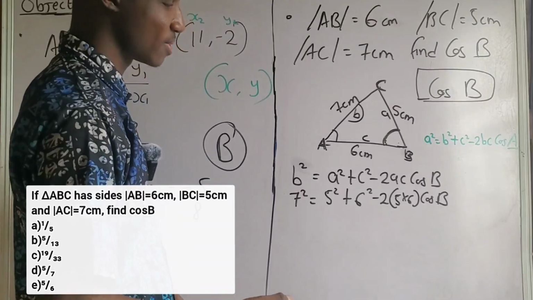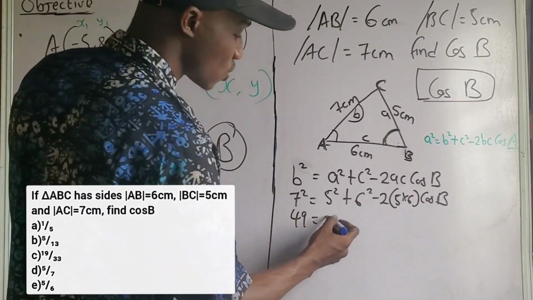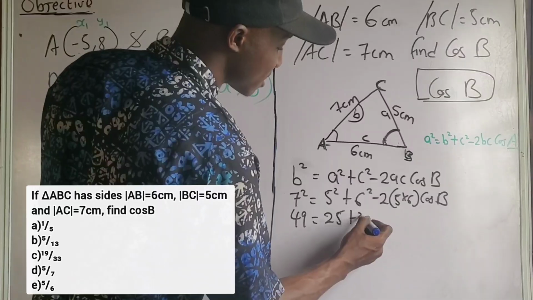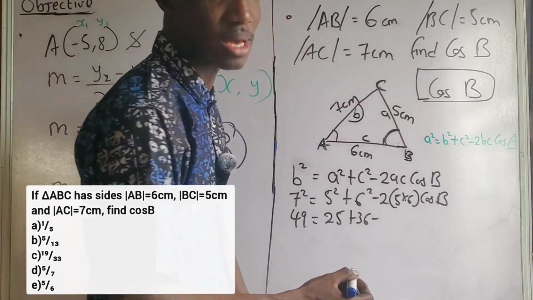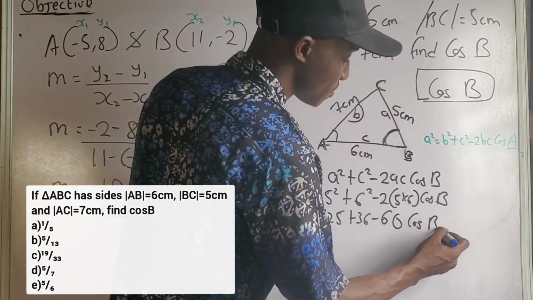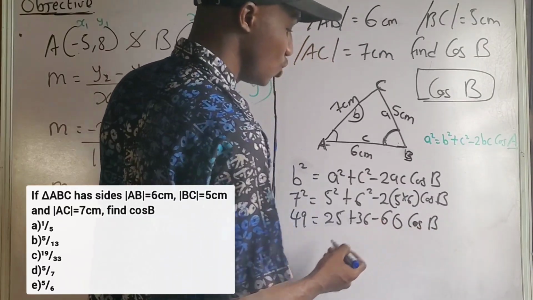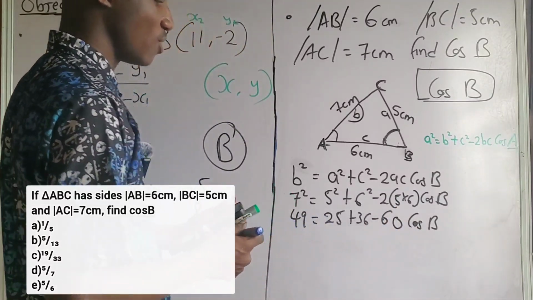Are you getting it? Okay, 7 squared is 49. 49 equals 5 squared, which is 25, plus 36, minus 2 times 5 times 6, which is 30. Minus 2 times 30 is minus 60. I'm going to have minus 60 cos B. Do you understand? Minus 60 cos B, okay?